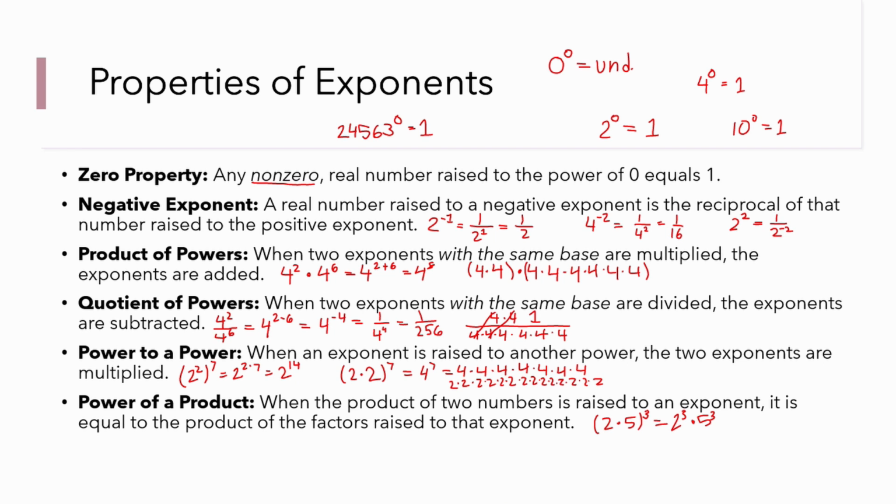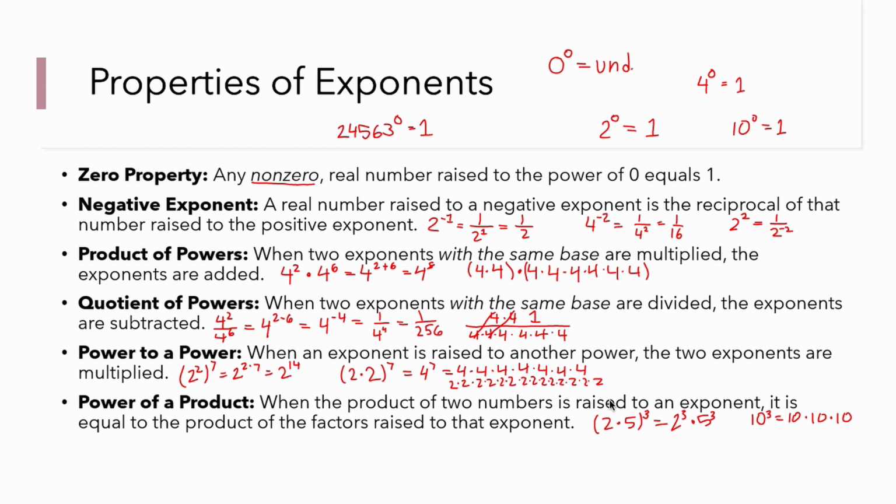Again, we can use repeated multiplication to prove this property. So, let's take this and evaluate 2 times 5. 2 times 5 is 10. So, 2 times 5, in parentheses, to the power of 3 is equal to 10 to the power of 3. 10 to the power of 3 is equal to 10 times 10 times 10.